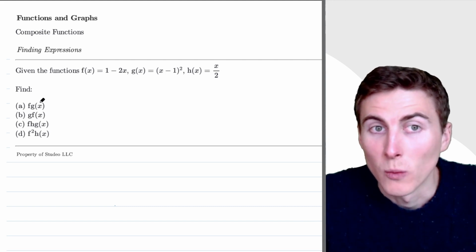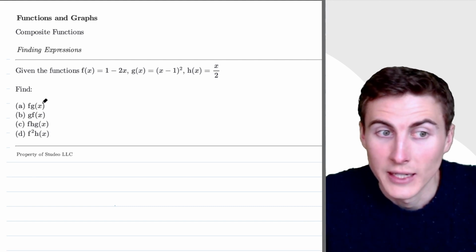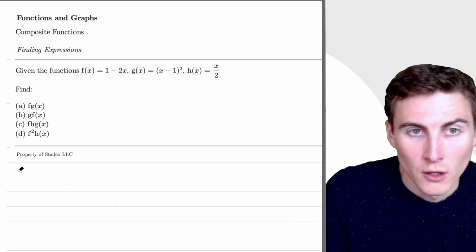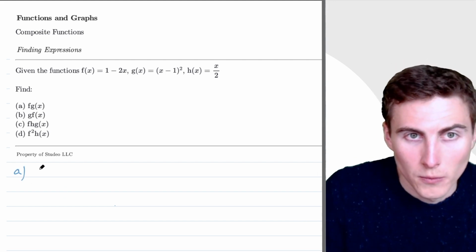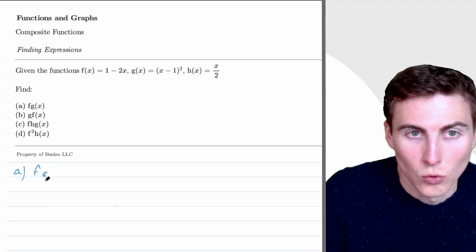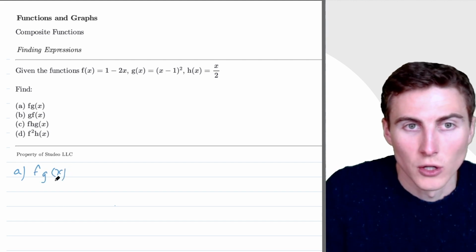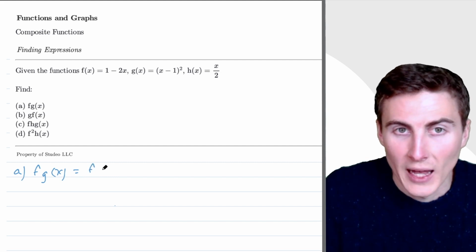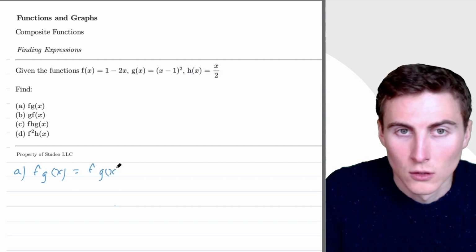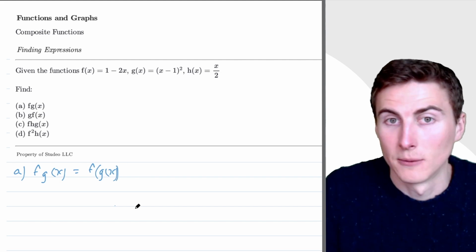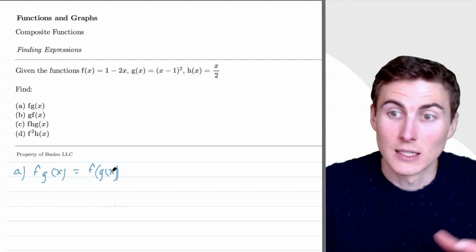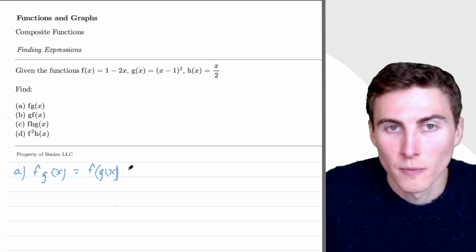What this means is that we're putting the g of x function inside the f function, and we're going to see what we get. You don't have to write out all of these steps, but if I just show you, f g of x is the same thing as f of g of x, like that. Hopefully you can see I put the whole g of x function inside the f function.